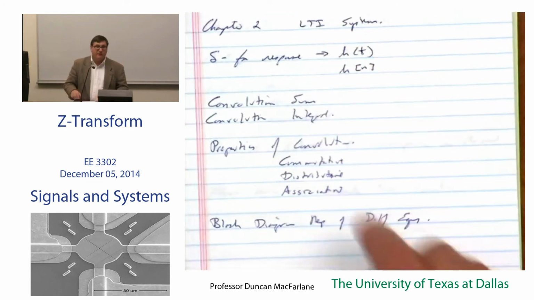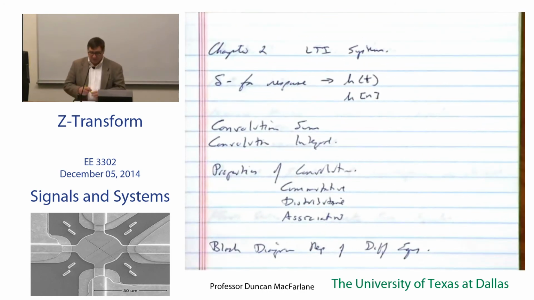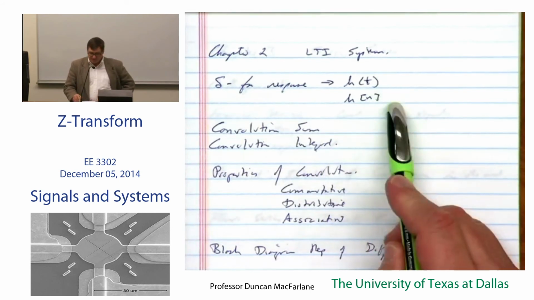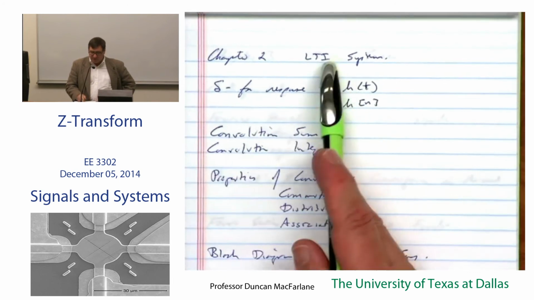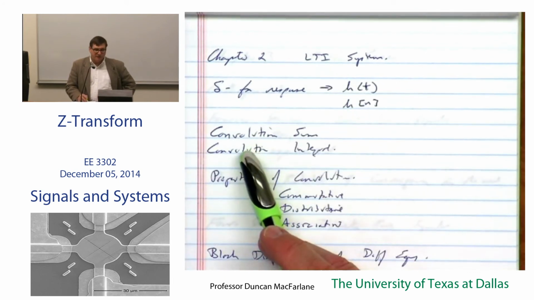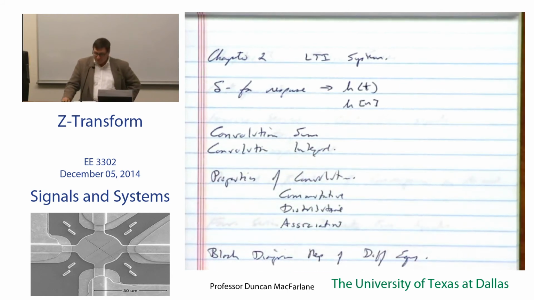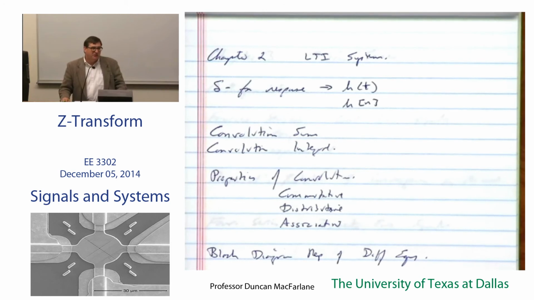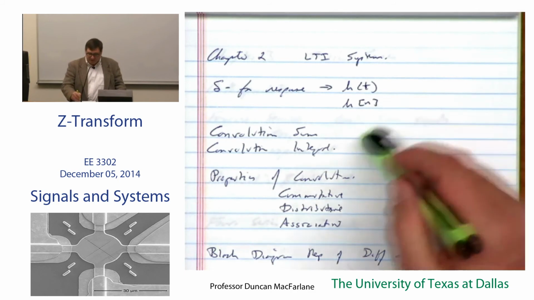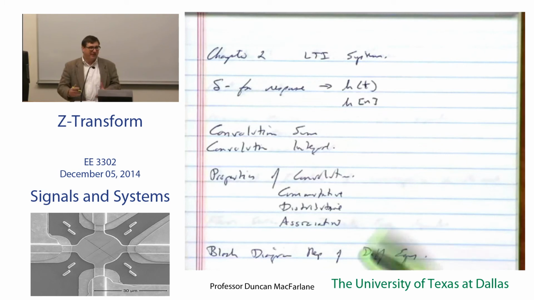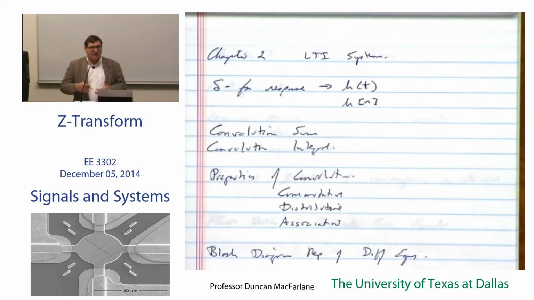Chapter 2, linear time invariant systems. Delta function responses lead to transfer functions, h of t and h of n. From there, because it's linear time invariant, we get superposition, time shifting, convolution sums, convolution integrals. If you look through your notes, you will see example after example of convolutions. But in a heartbeat, it's just those equations, right? So again, a very small number of topics with a lot of beef behind it.